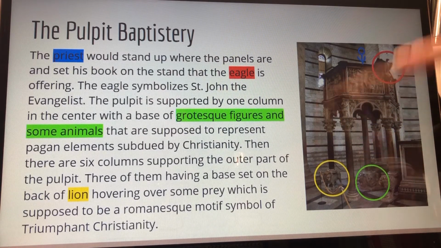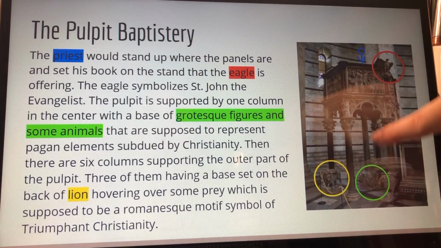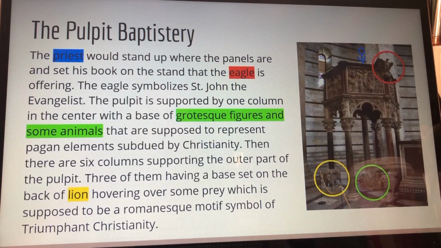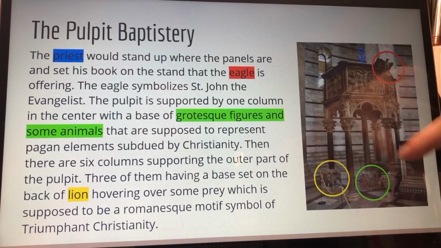The pulpit is supported by one column in the center, with a base of grotesque figures and some animals that are supposed to represent pagan elements subdued by Christianity. Shown here, this is the center column that's holding up the middle of the piece. And then there are 6 columns supporting the outer part of the pulpit, 3 of them having a base set on the back of a lion hovering over some prey, which is supposed to be a Romanesque motif symbol of triumphant Christianity. Here I circled one of the lions, and the other one's here and back here, I believe.